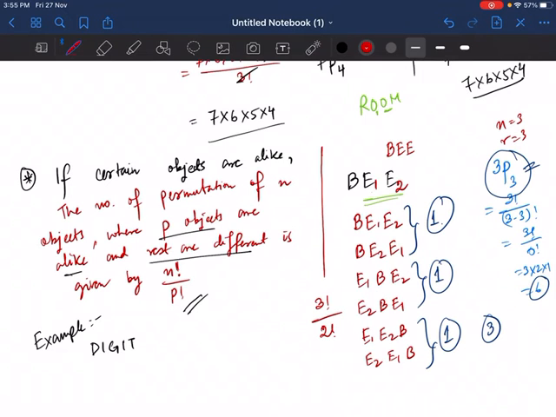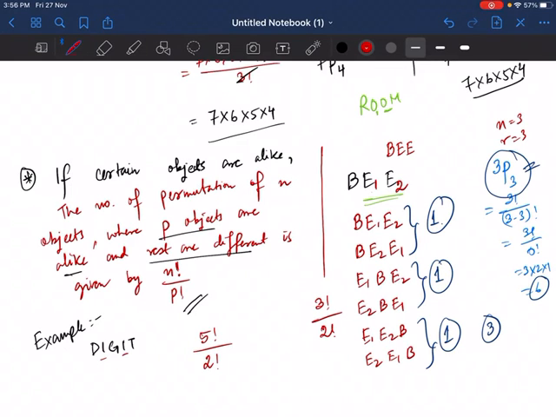So what we will do? The number of ways, the permutation, is what is the value of n? N means the total number of letters. 1, 2, 3, 4, 5. There are 5 letters. So it will be 5 factorial divided by how many same elements are there? There are 2 equal elements. So it will be 5 factorial by 2 factorial. That will be my answer for the number of ways we can arrange the letters of digit.